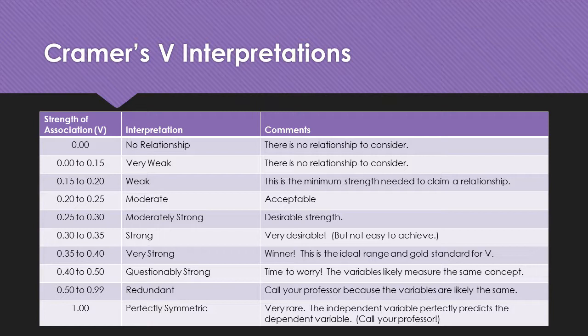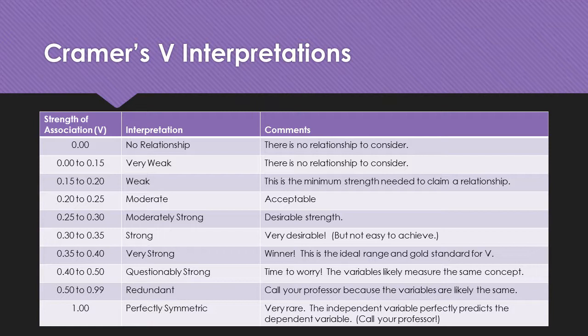The results of the Cramer's V interpretations are listed below. A finding of 0.00 will indicate there is no relationship between the variables. A finding of 0.00 to 0.15 would be a very weak relationship. 0.15 to 0.20 would be a weak relationship, but it is the minimum strength needed to claim a relationship. 0.20 to 0.25 is a moderate relationship. 0.25 to 0.30 is moderately strong.